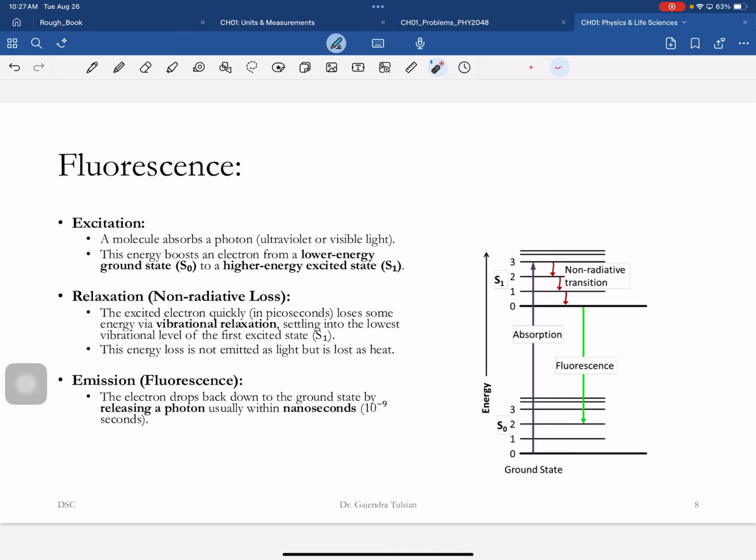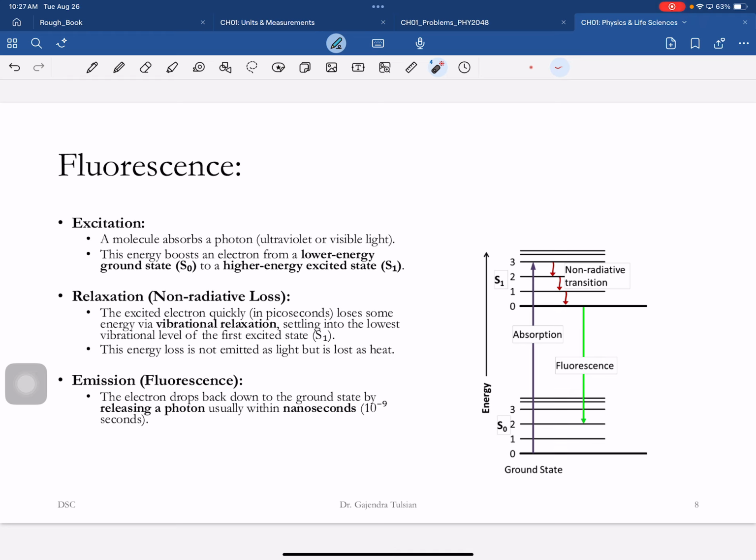Is the whole molecule emitting the light or just that? The whole molecule. So every molecule has various levels. It absorbs within a trillionth of a second, it loses some energy, and then in a billionth of a second, it emits the photon.